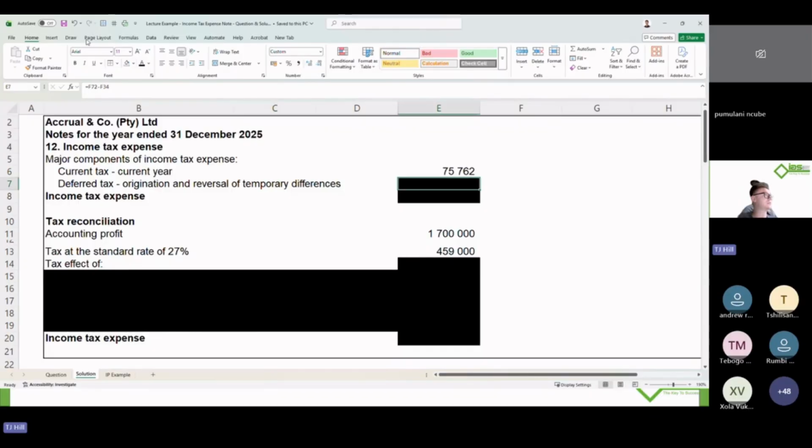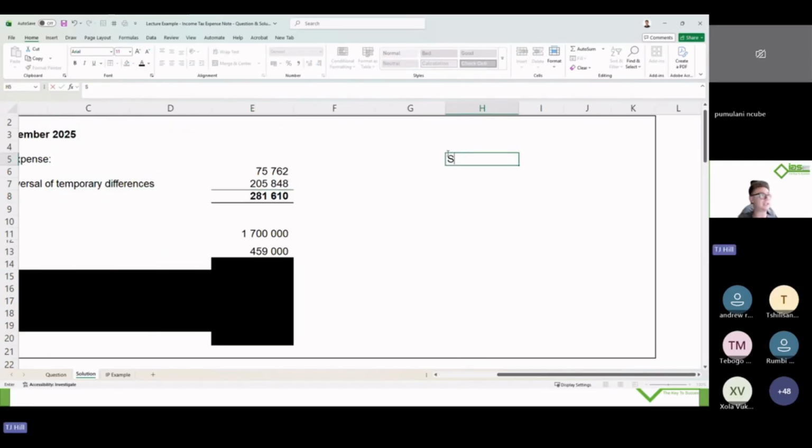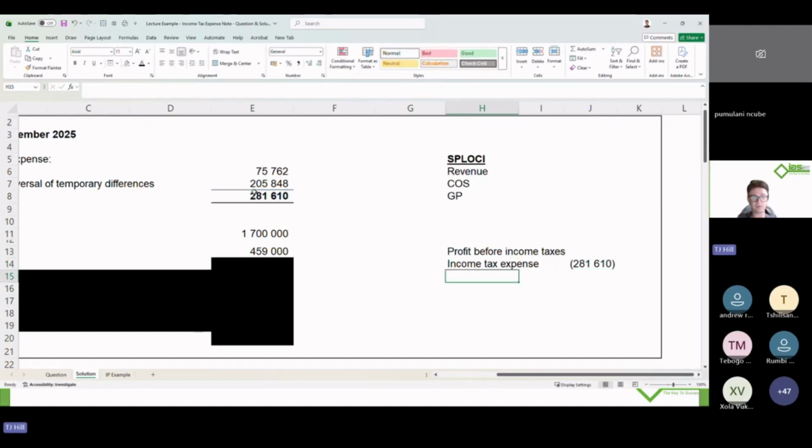Okay, I will now put that as a deferred tax expense. The two expenses take me to my income tax expense. Now, when I do my SPLOCI, it's going to be revenue, cost of sales, gross profit, and so on. I get to profit before income taxes, IFRS 18 compliant. Income tax expense goes in my income taxes category, and the amount will be that amount. Do you agree? That gives me profit for the year.